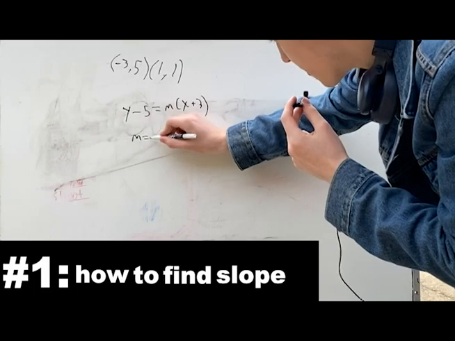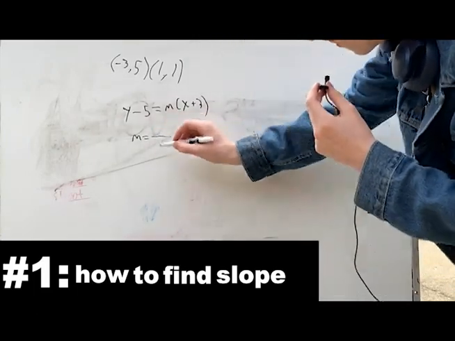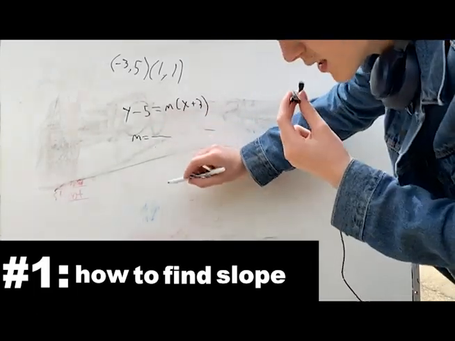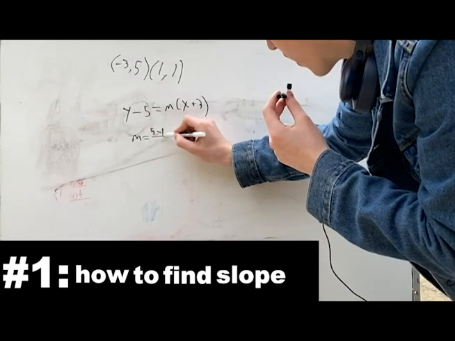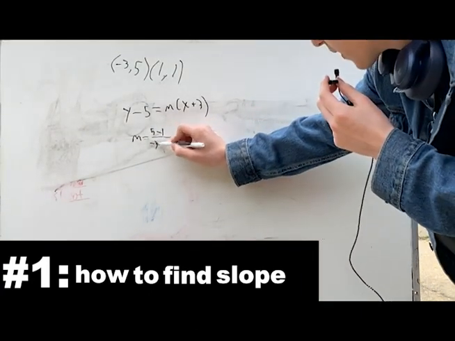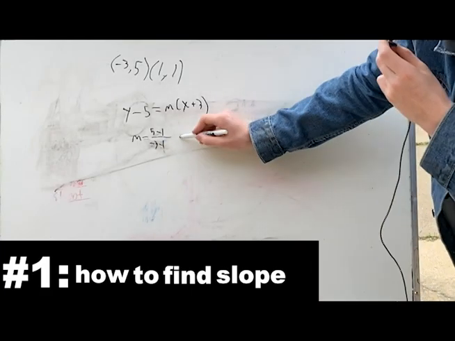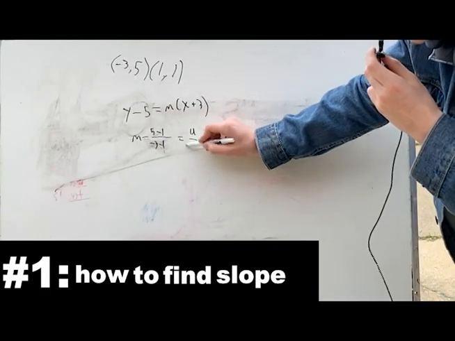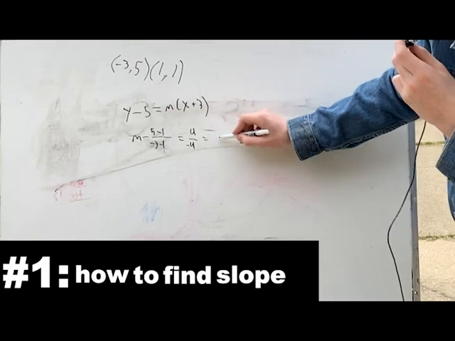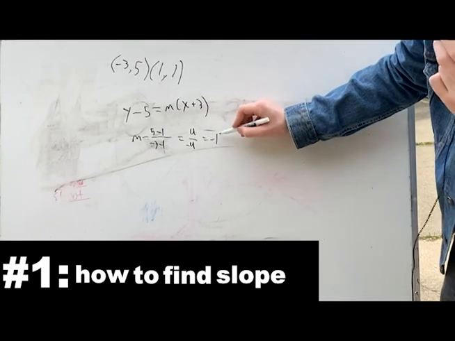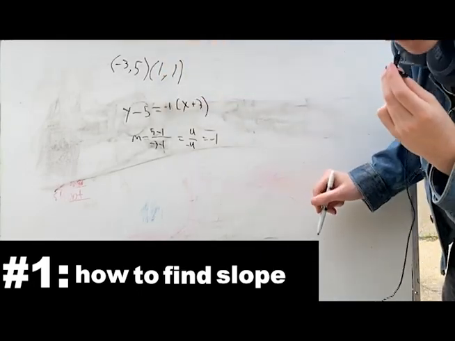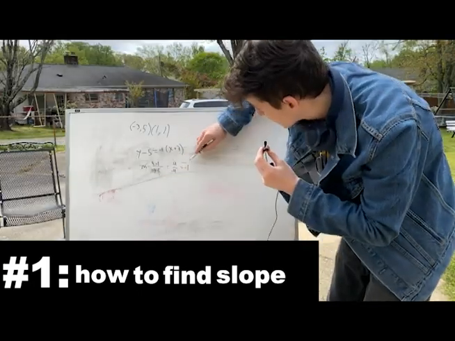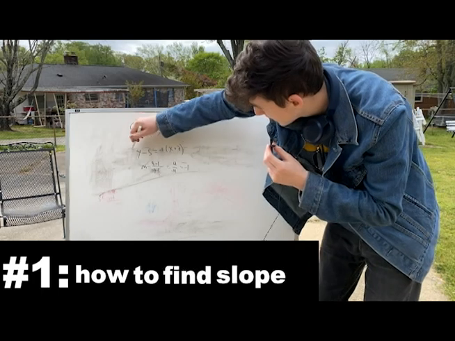M equals fraction bar. Put the y's on top, which let's do 5 minus 1, and -3 minus 1. So this equals 4 over -4, which is equal to -1. So your slope is -1. So instead of having this m here, you've got -1. So this is how you find the slope. That's the answer to the problem.